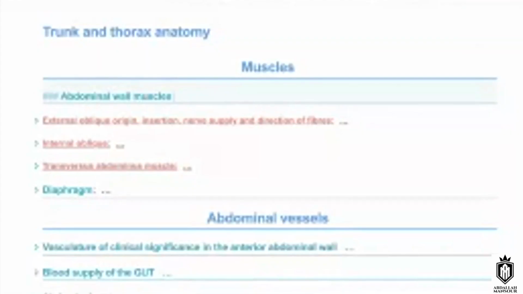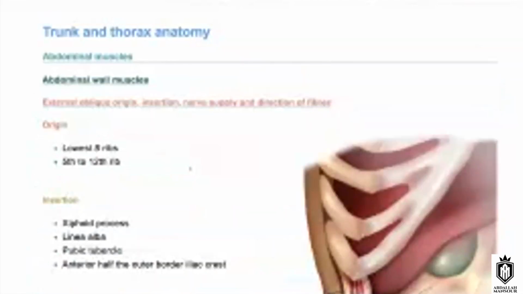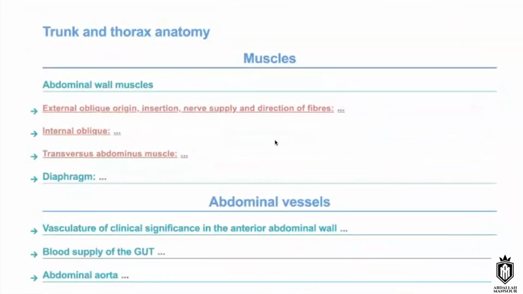We're going to do today the trunk and thorax anatomy. Can you tell me what is the origin and insertion of external oblique muscle? So external oblique muscle originates from the front of the lower eight ribs, and it gets inserted on the xiphisternum, then linea alba and pubic symphysis.